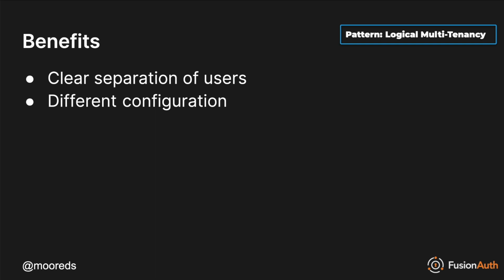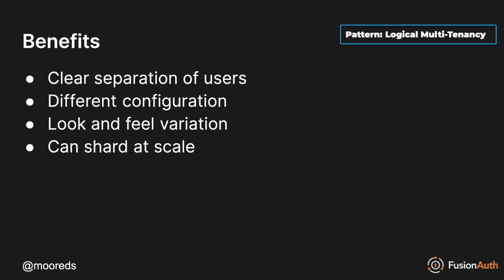The user configuration can be different. So you can have different sets of password rules, for example, or different sets of profile attributes for each user pool. It's very easy to differentiate look and feel, because the same way you know which user pool to send them to, you know what look and feel configuration to display. You can shard it pretty easily at scale. If you end up with a lot of users in Cosmos Cloud Store, you can break them out to a separate identity server because there's not very much shared between the different user pools.